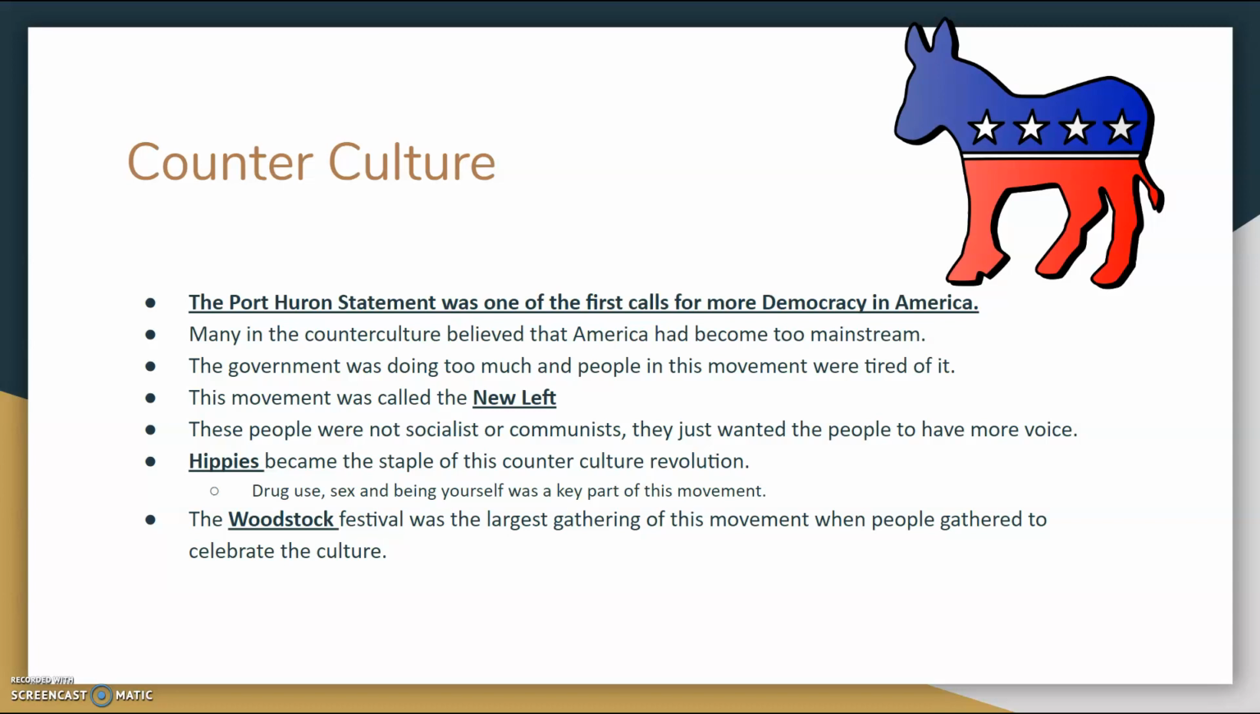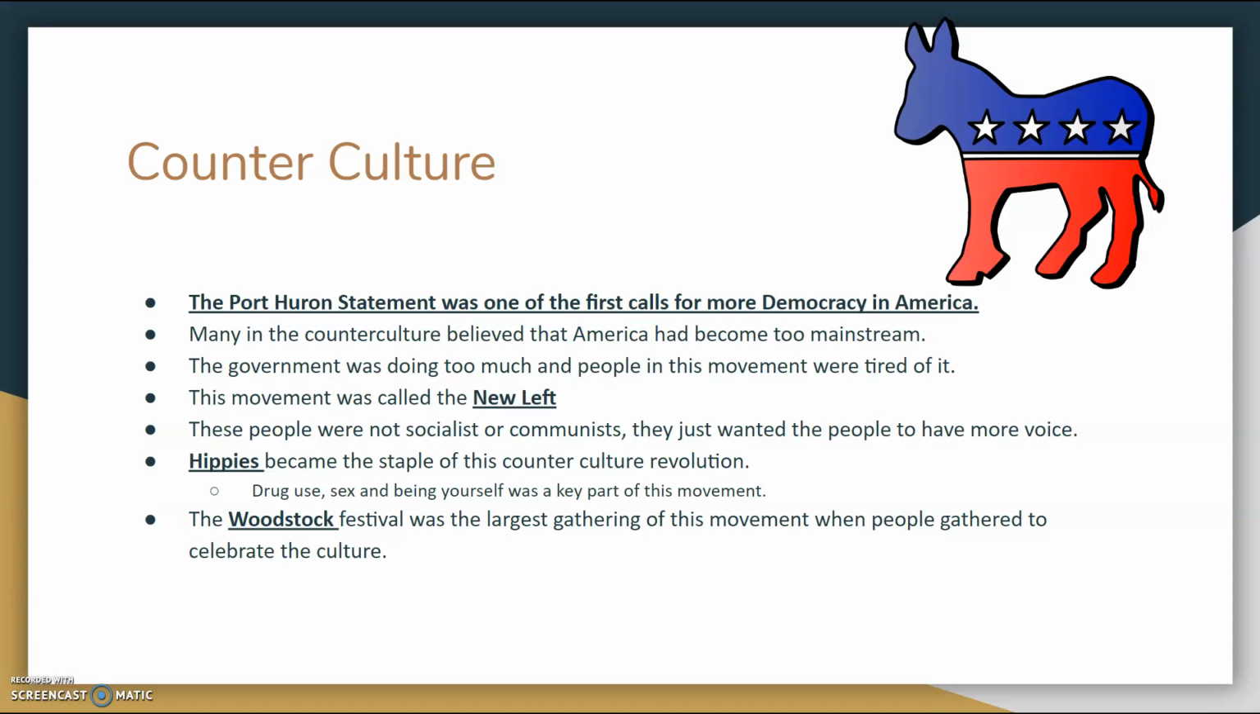So it's people who want equal rights. They want women to have rights. They want the gay community to have rights. Earlier in this web quest, you read about the Stonewall riots that took place in New York, and we see all the things that happened with those riots, and the New Left pushed for those things.